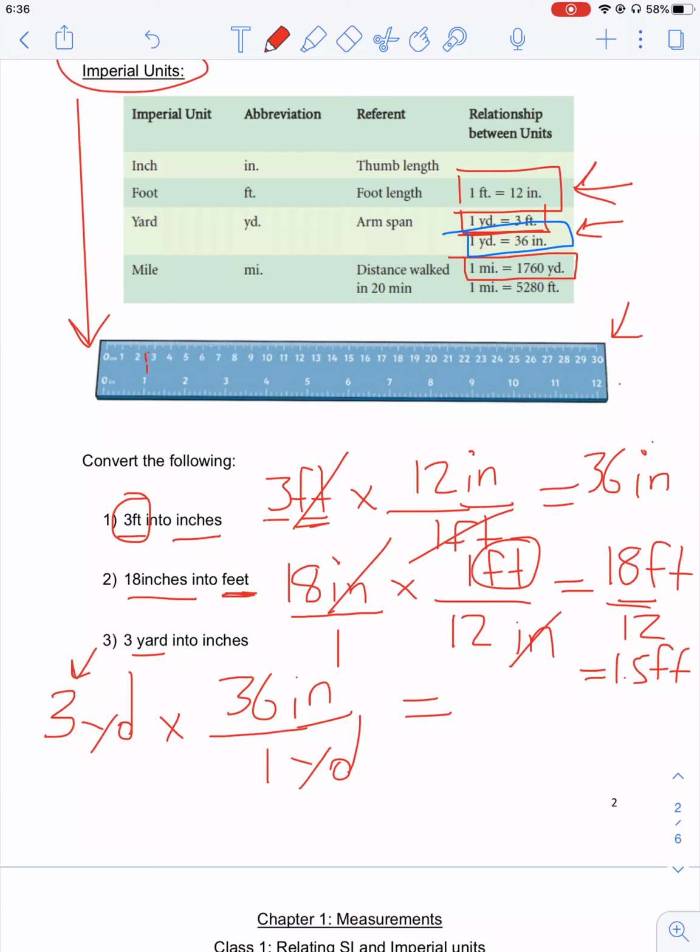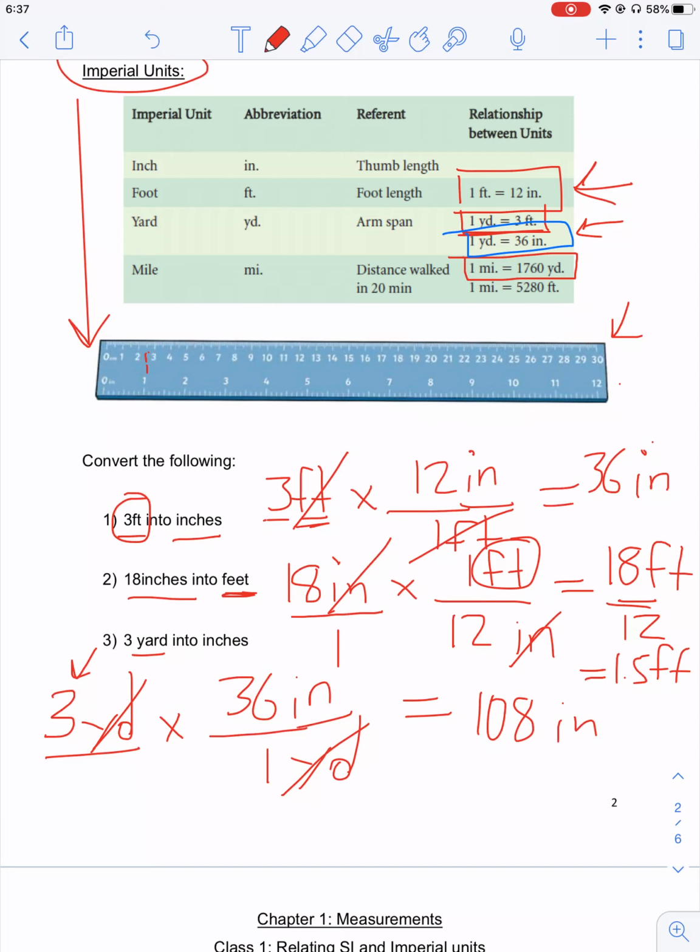So 3, so yards and yards will cancel. 3 times 36 is 108? 36 times 3, yes. So 108 inches, right? Again, your denominator, if you don't see it, it's just 1, but 1 times 1 is 1. So you don't have to put the 1 over here, right? Because 108 divided by 1 is still 108. So you don't have to do any of that. And this is your final answer.